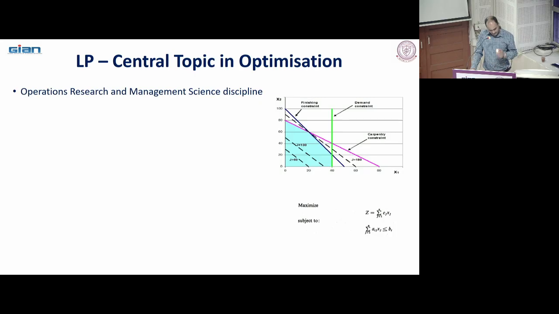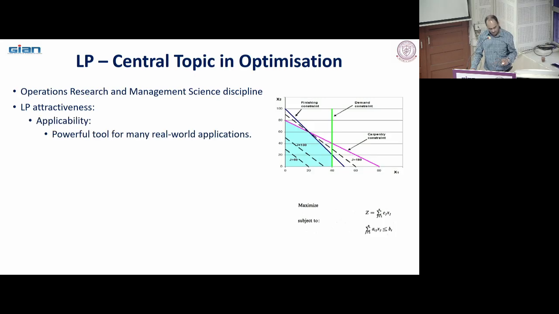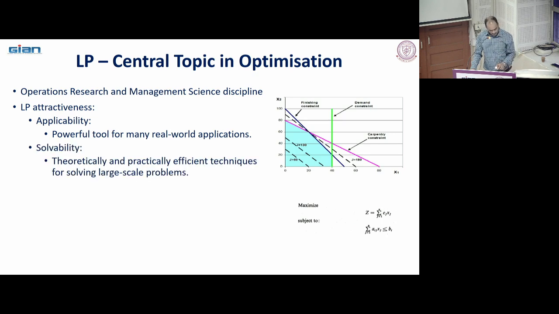So LP, again, is a field of operation research and management science discipline. Why is linear programming so famous? Because of its applicability. It is a powerful tool for many real world applications in healthcare, aerospace, any sector. You can find applications of linear programming to address complex problems. Then solvability as well: theoretical and practically efficient techniques are available to solve this kind of problem.